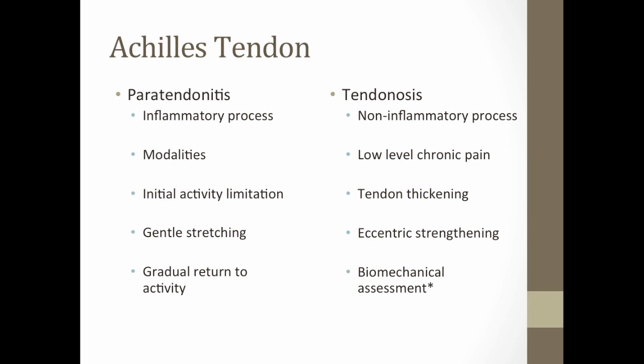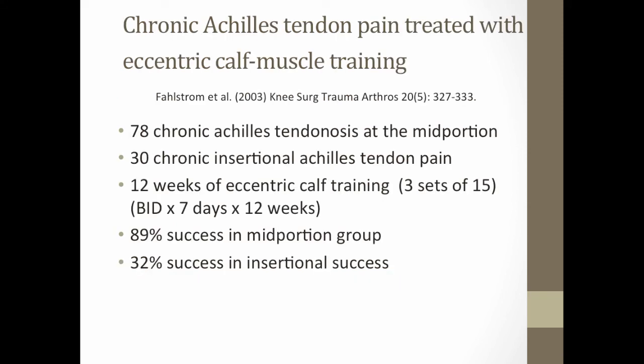Now we talk about chronic phases. This chronic inflammation really doesn't exist. Tendonosis is where it's non-inflammatory, where we're getting degeneration of the intratendon. We get some vascular changes. This individual has that low-level chronic pain. We get the tendon thickening, and when examined underneath the microscope, we see an irregular structure to these tendons. We really want to be looking at their biomechanical foot assessment to see if there's any intrinsic things that are contributing to the reason why they have this tendinosis.